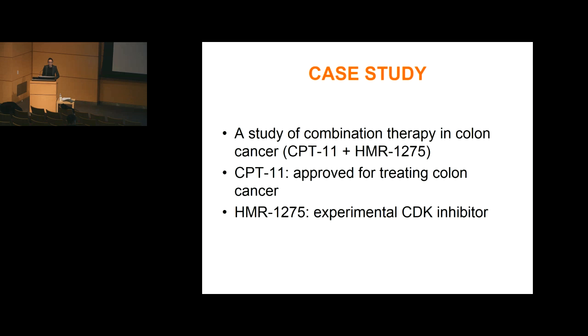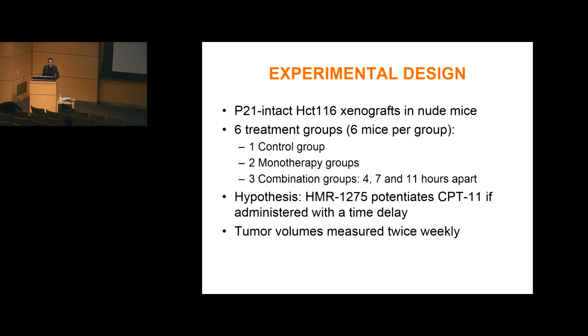So this case study was in colon cancer. CPT-11 was approved and an active control for treating colon cancer, and now this study was going to investigate the addition of HMR. HMR is an experimental CDK inhibitor. So we had one control group, two monotherapy groups, and three combination groups where you got these agents 4, 7, and 11 hours apart. So you had 6 mice per group, and these P21 intact HCT116 xenografts in nude mice. The hypothesis was HMR potentiates CPT-11, which is the active control, if administered within a time delay. Tumor volume measured twice weekly is the outcome.